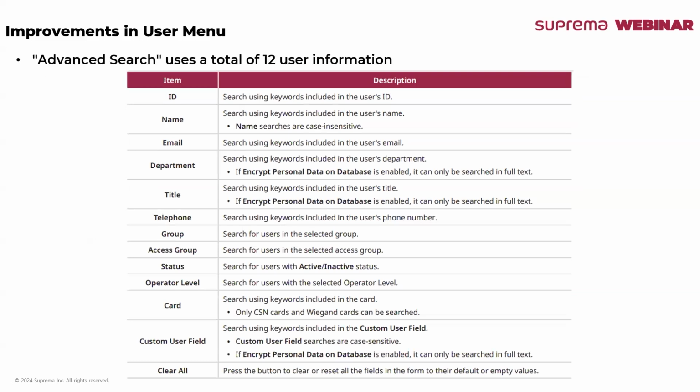Advanced search uses a total of 12 user information. These include ID, name, email, department, title, telephone, group, access group, status, operator level, card, custom user field. And you can also press Clear All to reset all the fields in the form to their default empty values. So this is the user information that could be set.